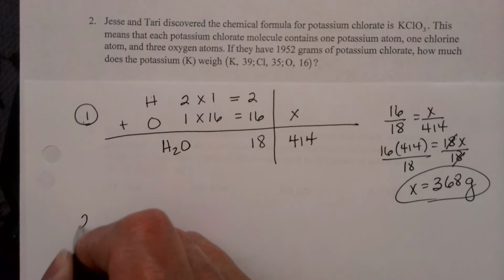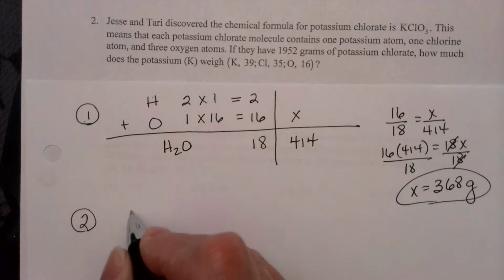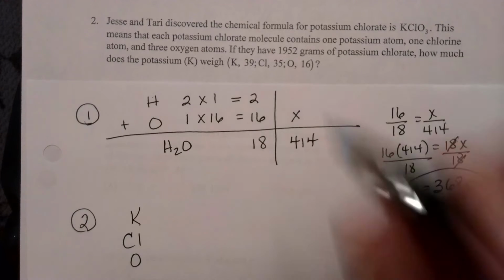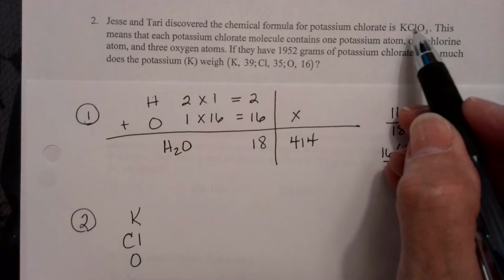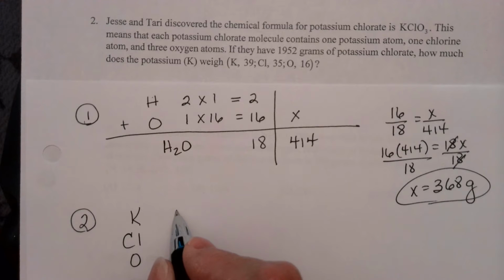So number 2, we're going to start again with the formula that it gives you right here. Okay, we have K, Cl, and O. Again, if you don't know that's potassium, they just told you that, but even if you didn't know, then you just look at it. When there's not a number by them, it means a 1, which is what they explained right here. So we have a 1 here, a 1 here, and a 3 here.